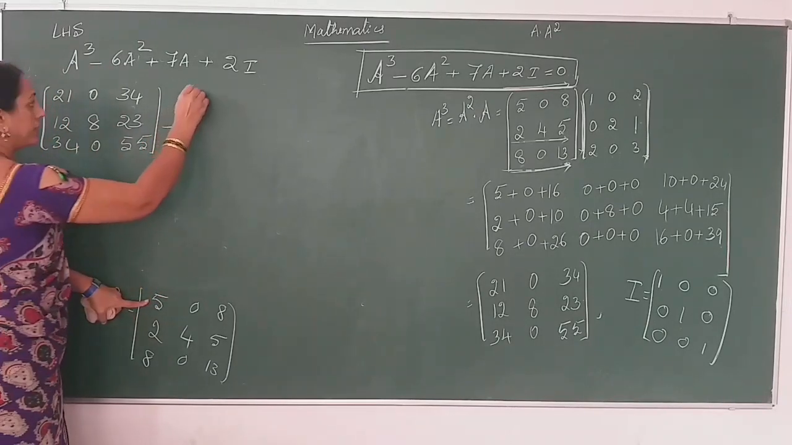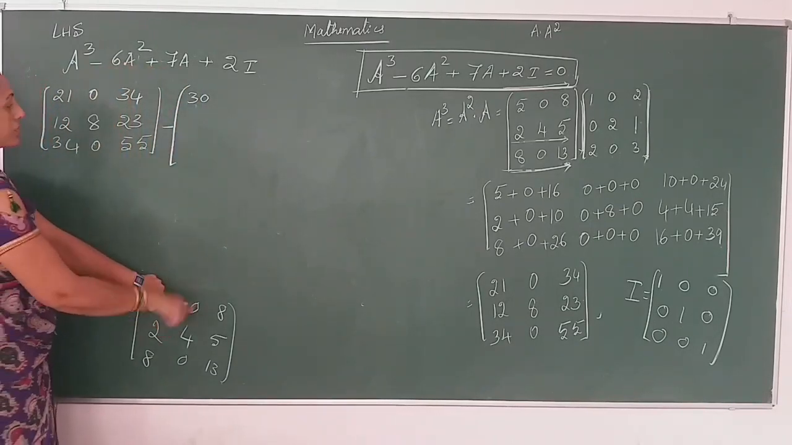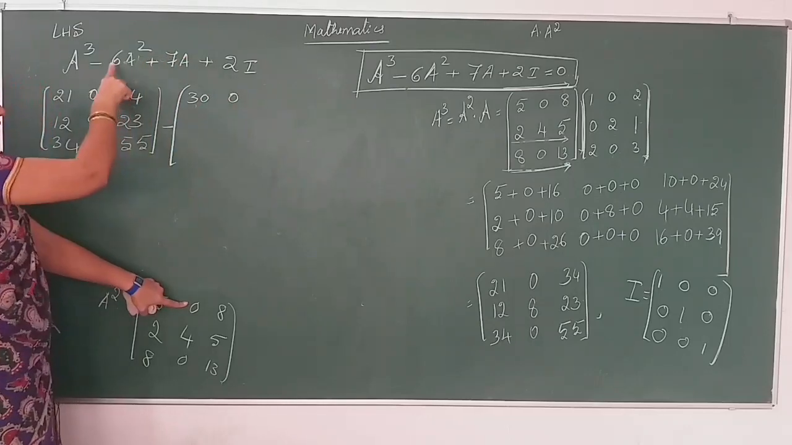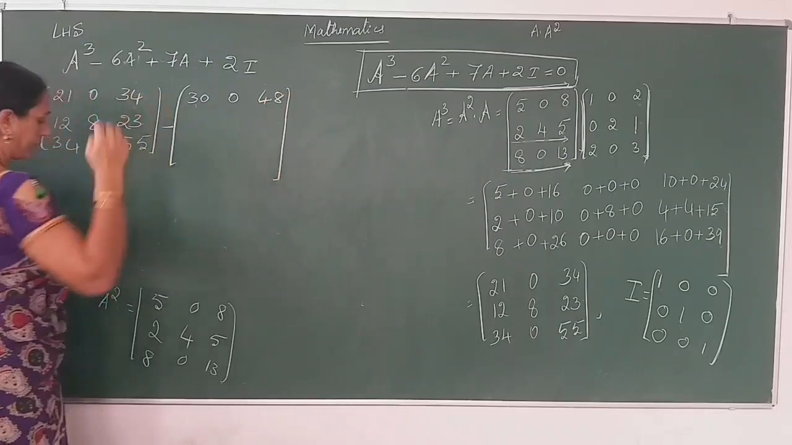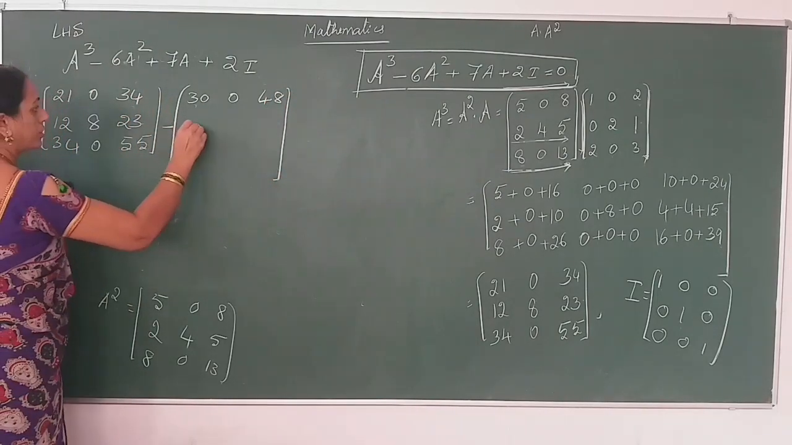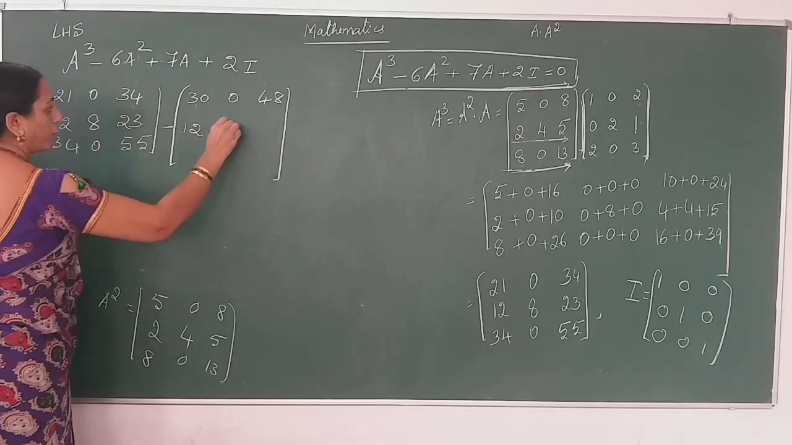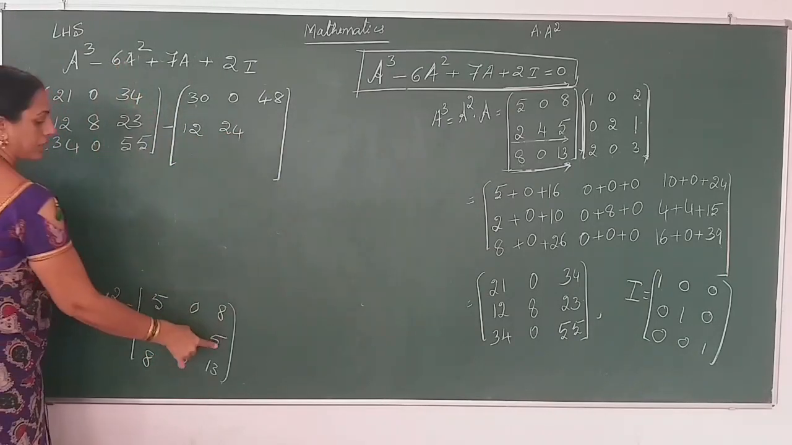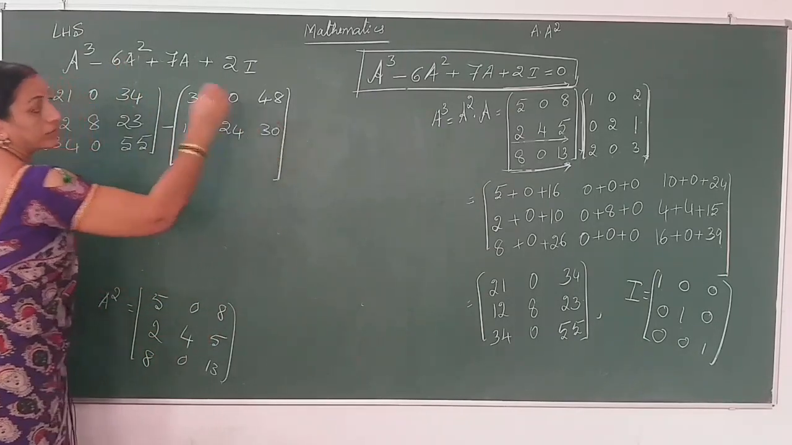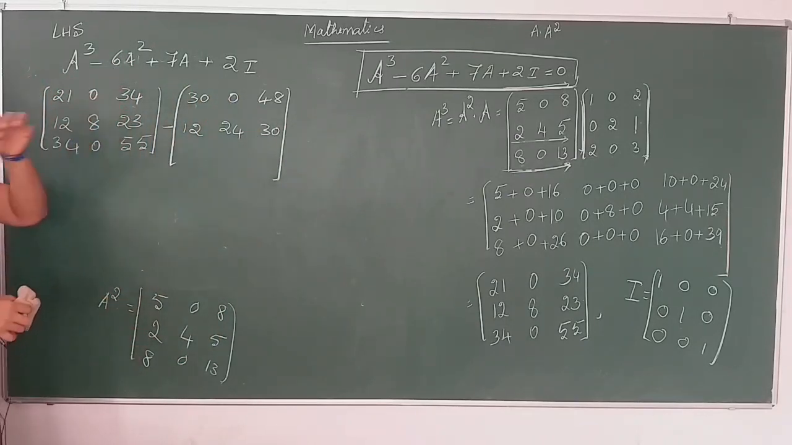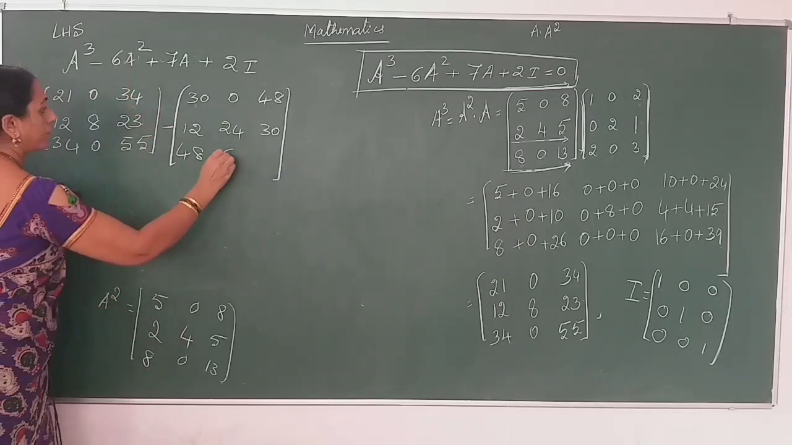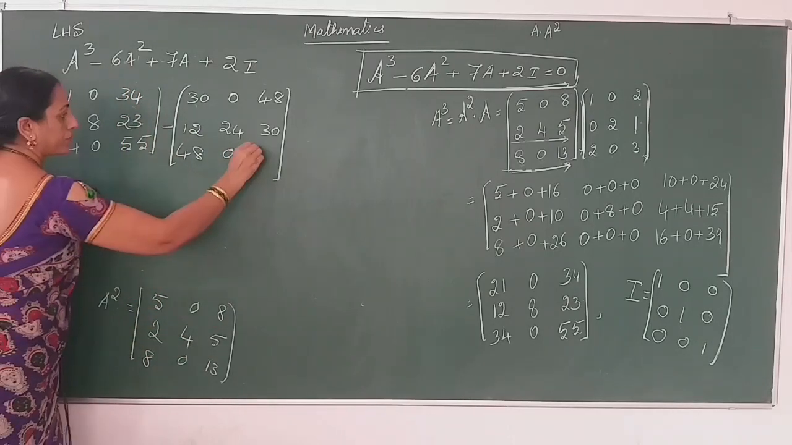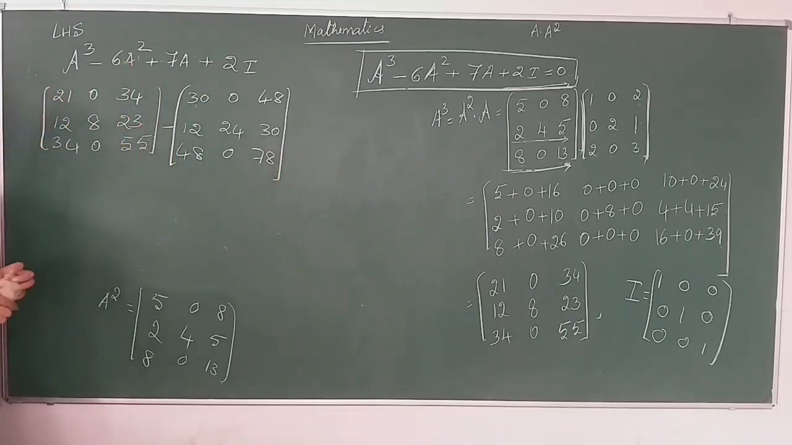6 into 5 is 30. 6 into 0 is 0. 6 into 8 is 48. 6 into 2 is 12. 6 into 4 is 24. 6 into 5 is 30. Similarly, 6 into 8 is 48. 6 into 0 is 0. 13 into 6 is 78. That is 6 into A square.